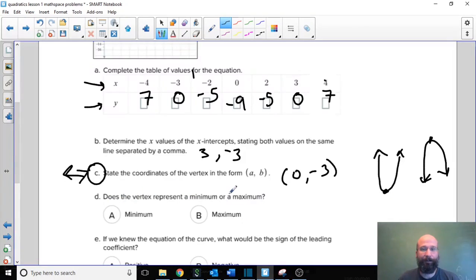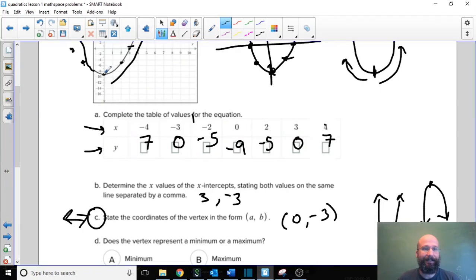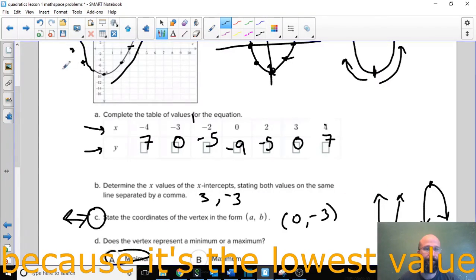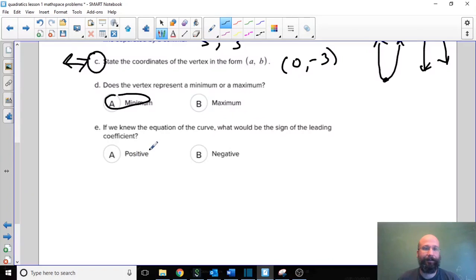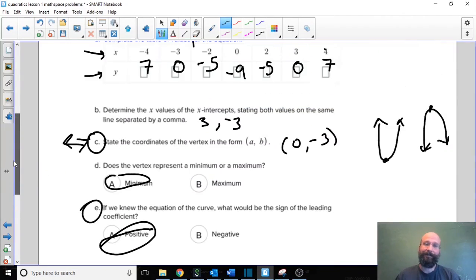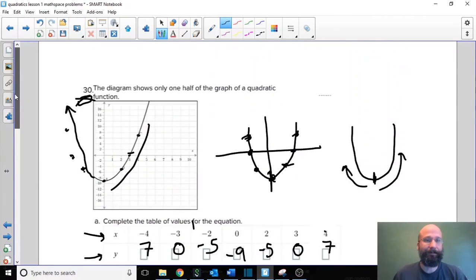So does the vertex represent a minimum or a maximum? So is this the lowest y value or the highest y value? And we know, since it's going up, since the arrows point up, we know that it's a minimum. This one's positive, but that one's really, you don't need to know till next lesson. That whole question, a little confusing.